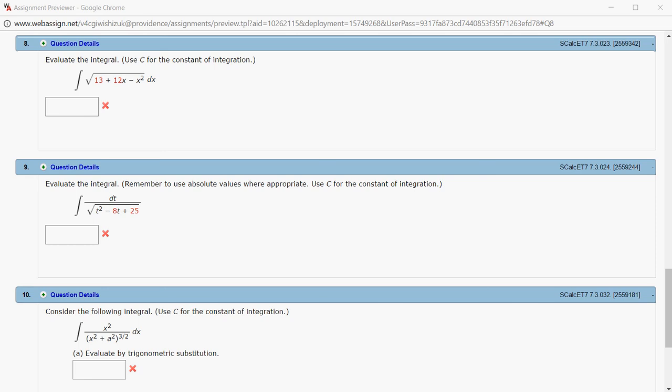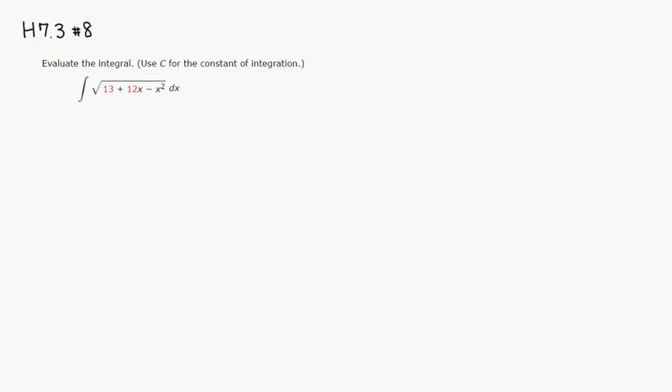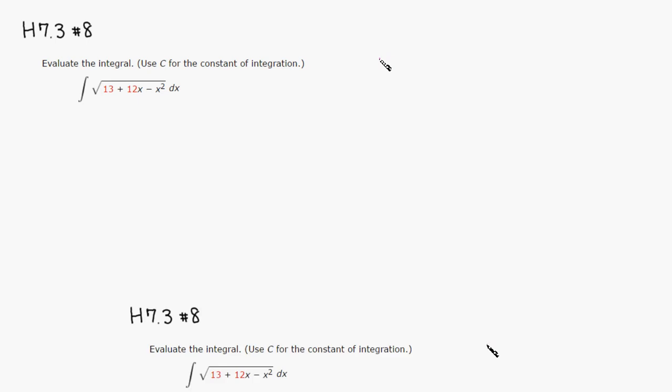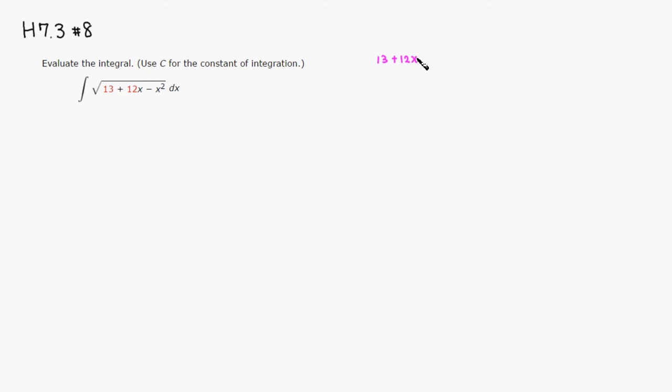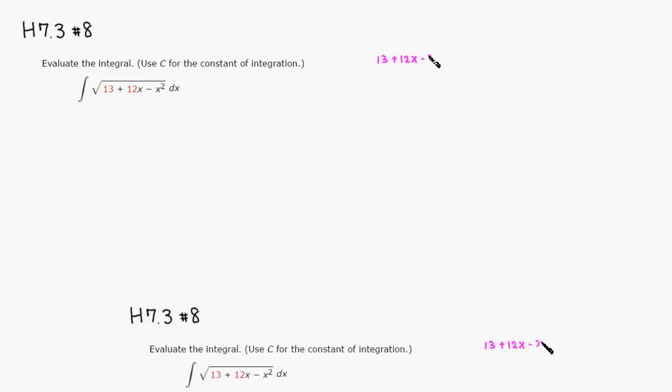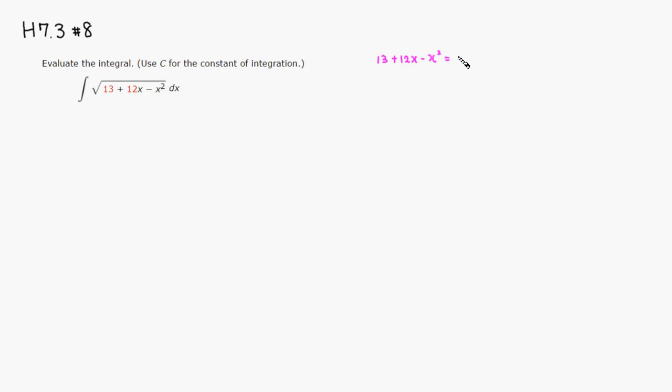Alright, let's look at homework 7.3, problem number 8. First we're going to complete the square to simplify the expression inside the square root. So we have 13 plus 12x minus x squared. First I'm going to leave 13 by itself.